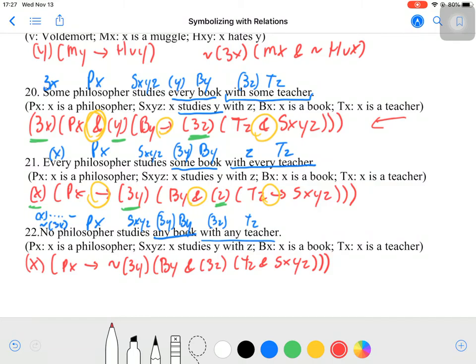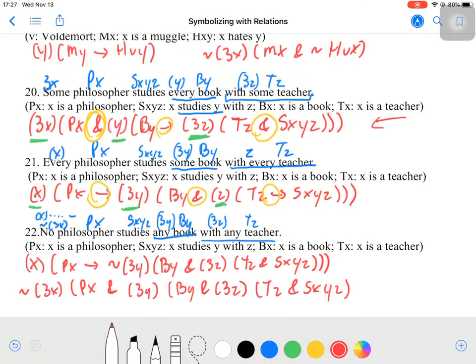In contrast, if we put it's not the case that there exists an x, it's not the case that there exists an x such that x is a philosopher and there is some y such that y is both a book and for some z, z is a teacher and x studies y with z.